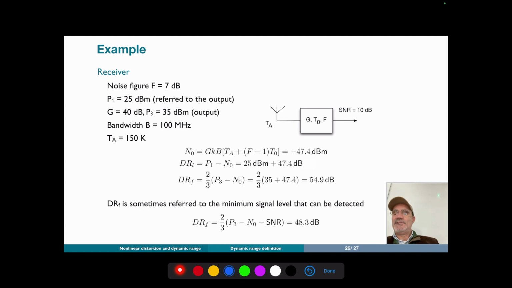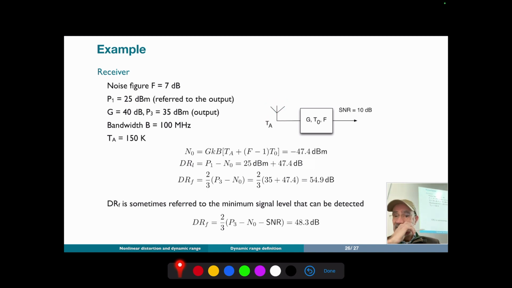So let's see an example just to finish. Let's assume we have a receiver with a noise figure of 7 dB. The 1 dB compression point referred to the output is 25 dBm. The gain of the amplifier is 40 dB and it has a P3 of 35 dBm, also referred to the output, and the bandwidth is 100 megahertz. And this amplifier is connected to an antenna.